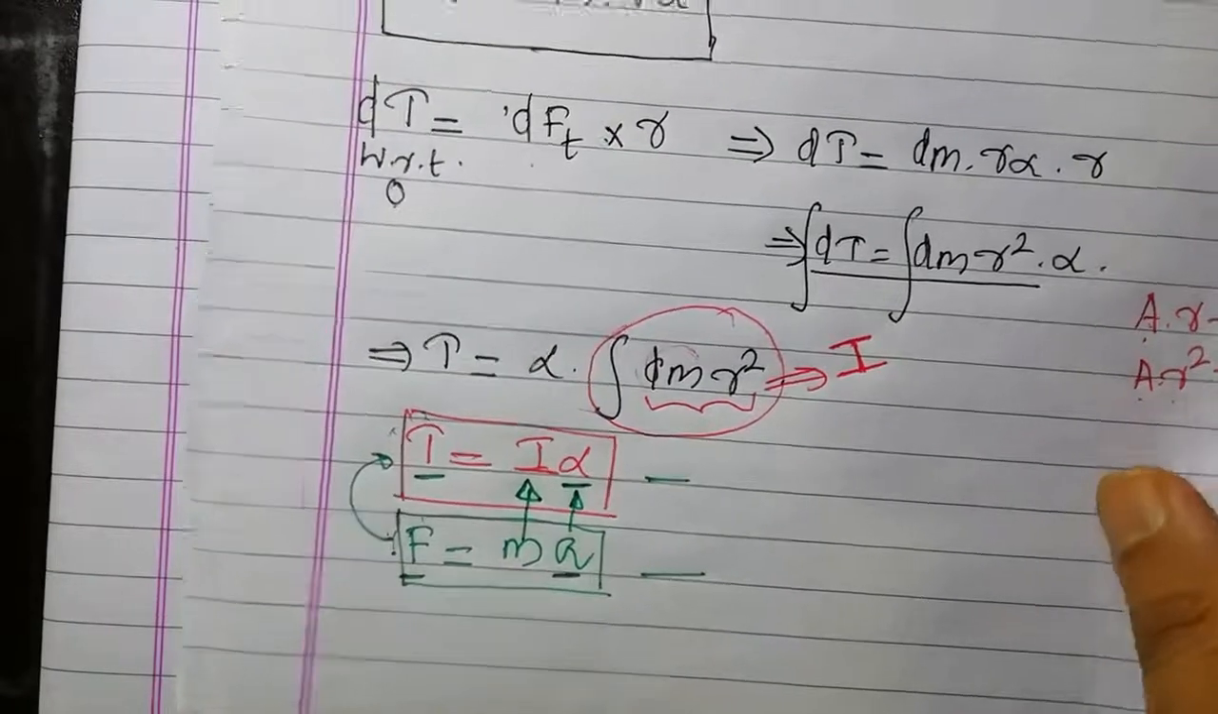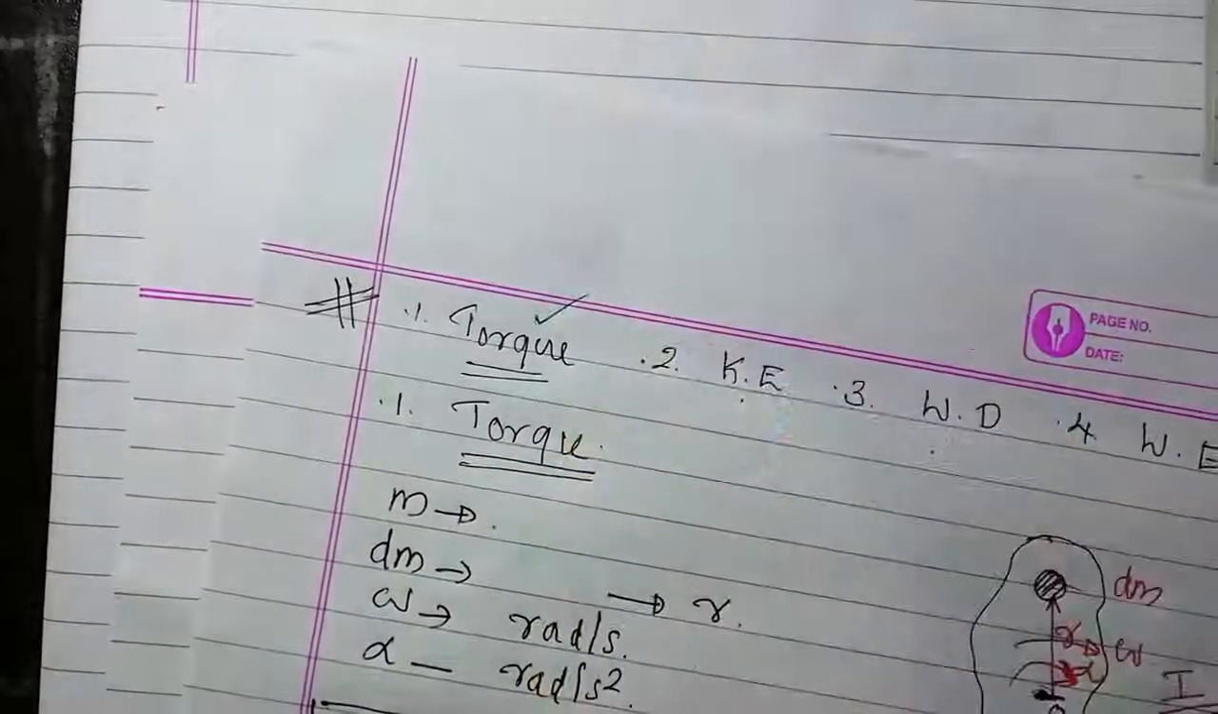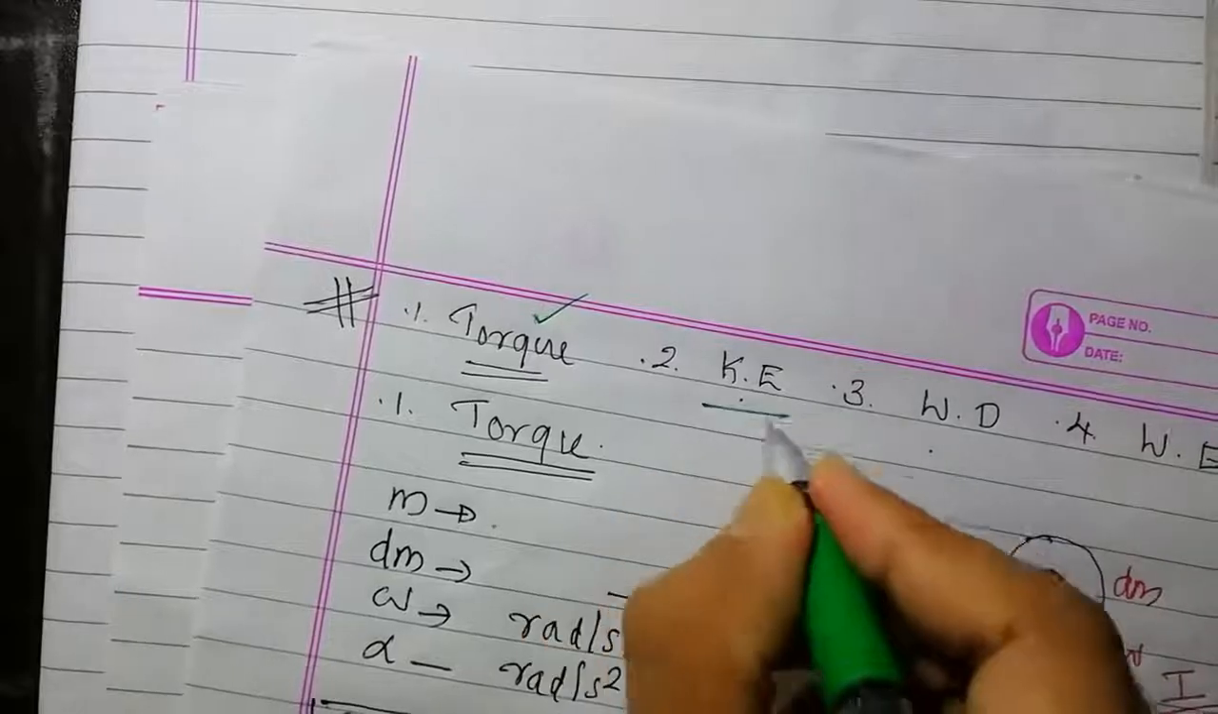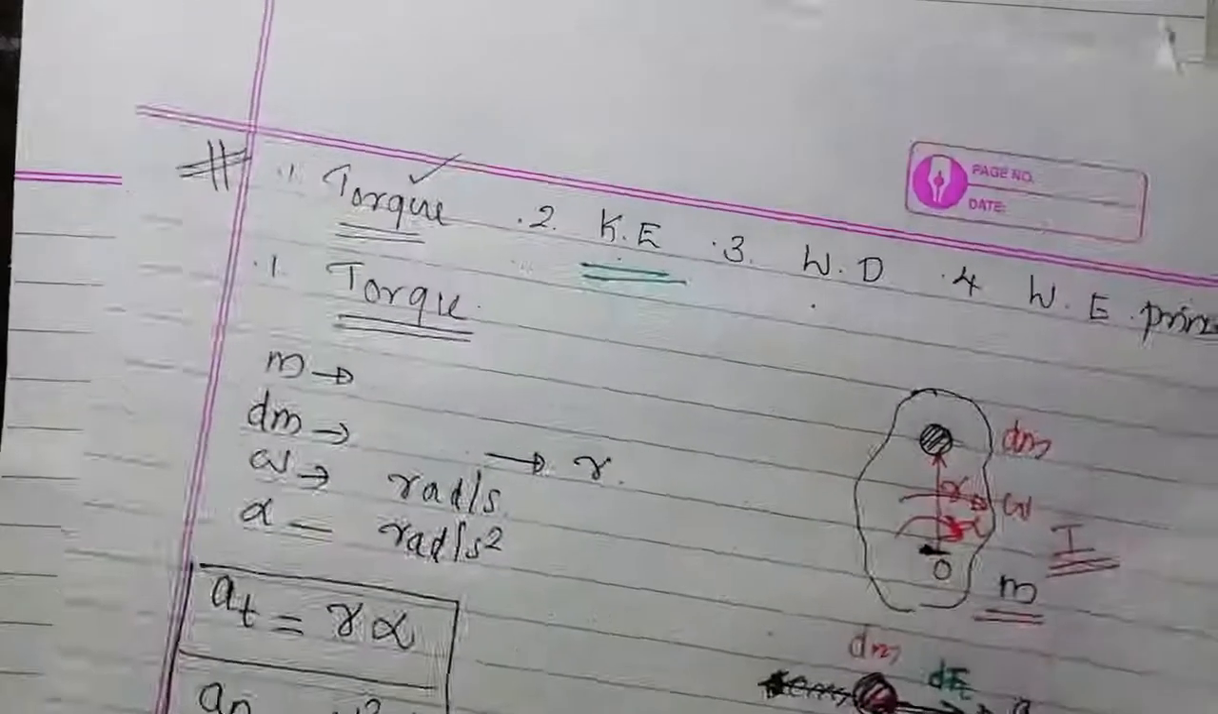Now we derived the first term, torque. Now we will derive the expression for kinetic energy. What is the expression for kinetic energy? That's our next task.